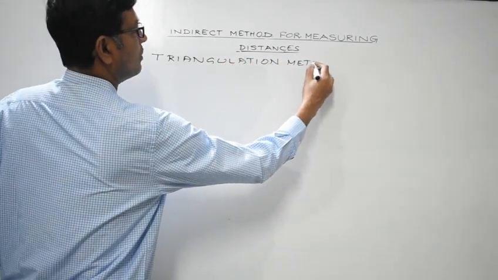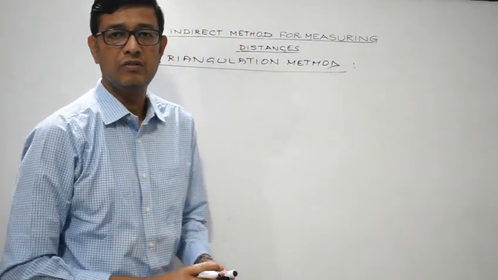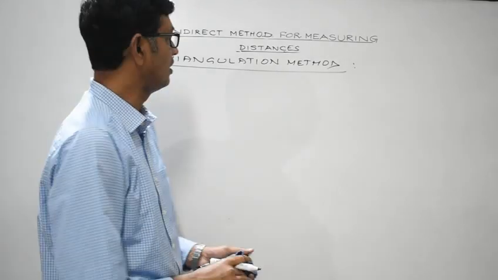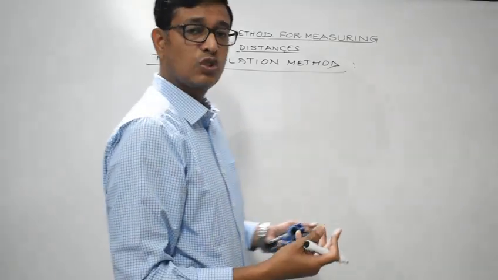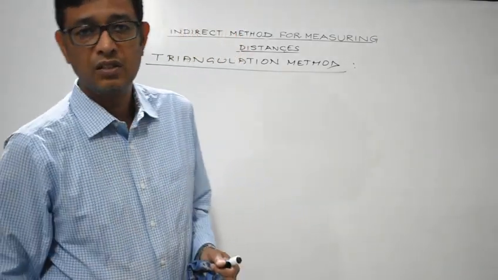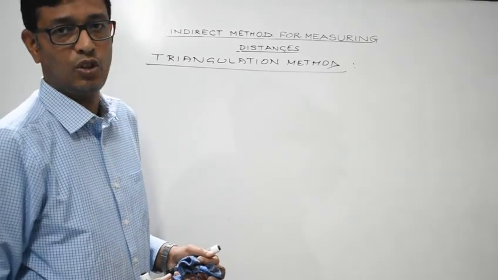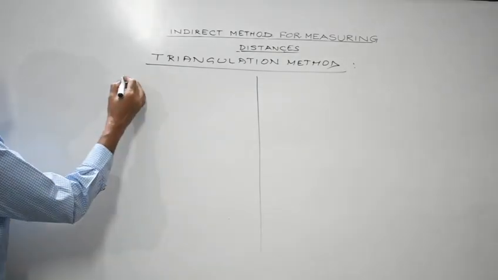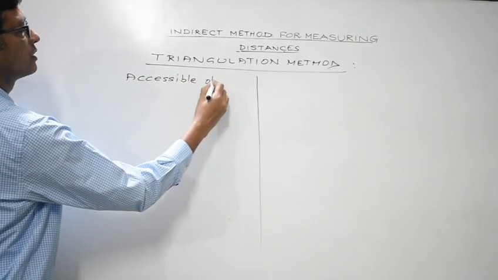In the triangulation method, we will make use of trigonometry, the measurement of the three angles of a triangle. That's trigonometry, right? So let's make use of the triangulation method to find the distance of an accessible and an inaccessible object. It's very simple. We'll divide it into two parts in order to find the distance of accessible objects.